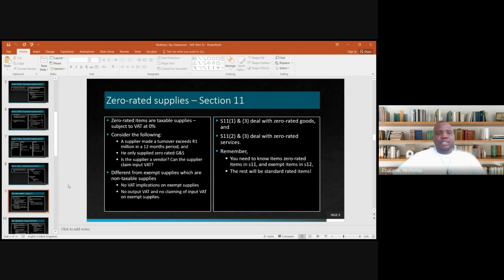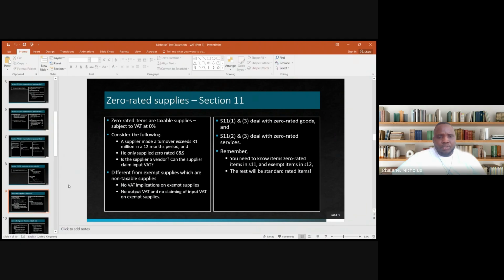Then let's look at your zero rated supplies, right? Section 11. Obviously, the supplies can either be goods or services. All right, we're going to look at both zero rated goods and zero rated services. So remember, I have stated that zero rated items are taxable supplies. Although they are subject to VAT at 0%, that is still a taxable supply. All right.